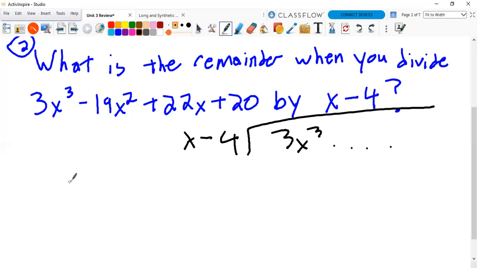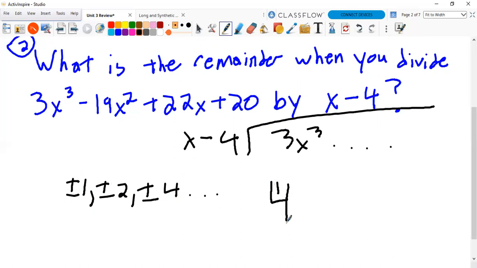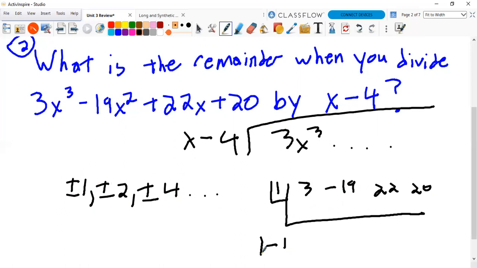In sections 5 and 6 in that big packet, you were given a problem, you had to do the rational root theorem. I'm just making something up for the rational root theorem. And then you started with +1. So +1 in your box, 3, -19, 22, 20. If that didn't work, you would have done -1. 3, -19, 22, 20, and so on and so on.